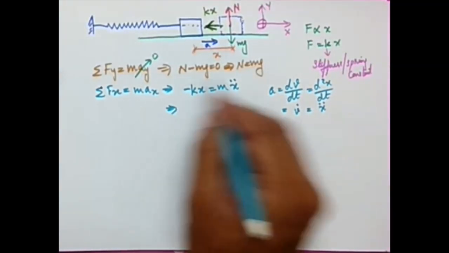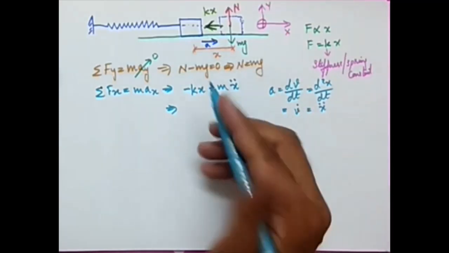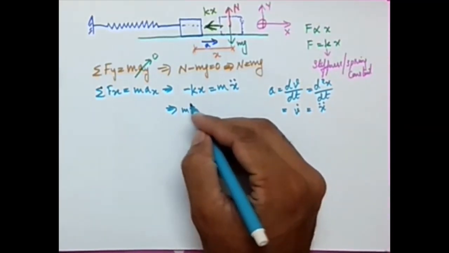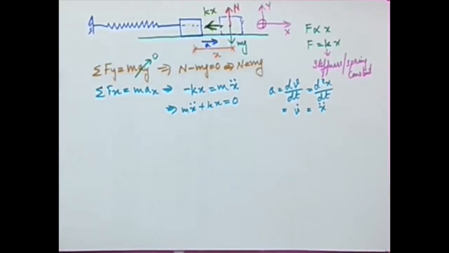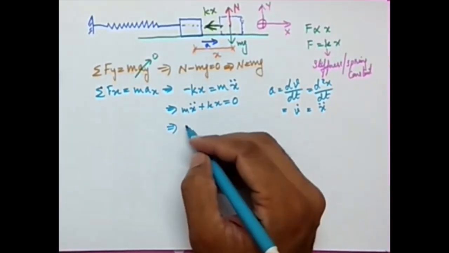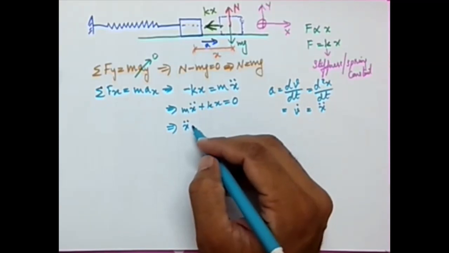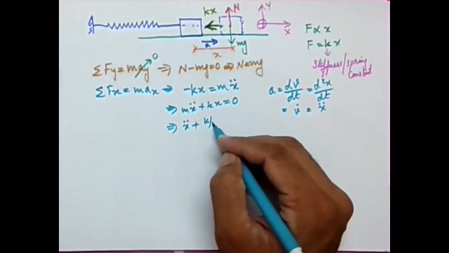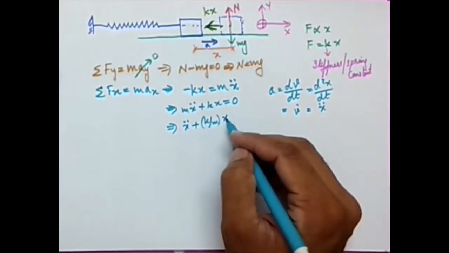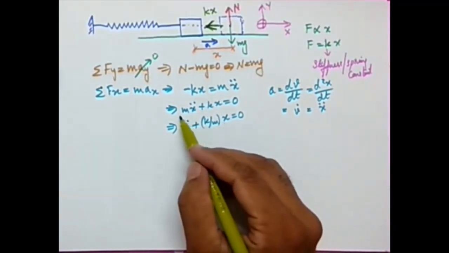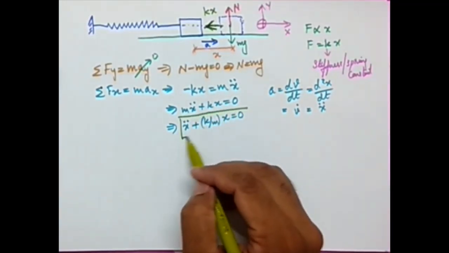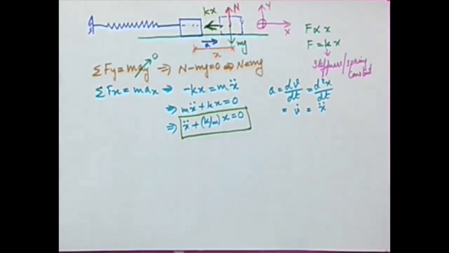Now I'm just rearranging by taking every term to the right hand side. I'm going to get m x double dot plus kx equal to 0. And this can be rewritten as x double dot plus k by m times x equal to 0. And this is a very important equation when we deal with dynamics.